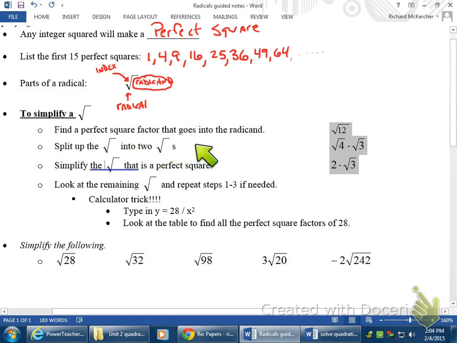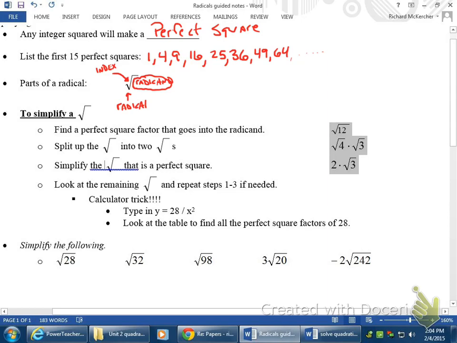If you just read through my simplifying notes here, I got examples for each. Find the perfect square that goes into 12. Okay, 4 goes into 12, so I write 4 times 3, gives me 12. The 4 is a perfect square, the 3 is not. Because 4 is a perfect square, I'm going to simplify that perfect square. And then I can't do anything with this one, so I'm done.